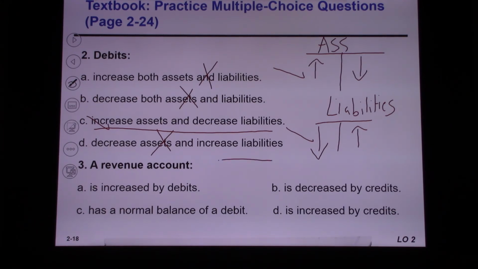A revenue account is increased by debit. Let's write the revenue account. Revenue account, increase in the credit and decrease in debit. So it is increased by debit? No. Is decreased by credit? No. Has a normal balance of debit? No. Is increased by credit? Yes. Letter D is increased by credit, as we see here.